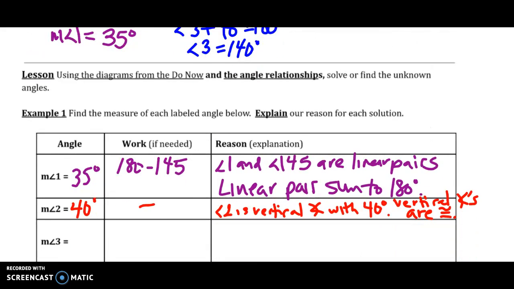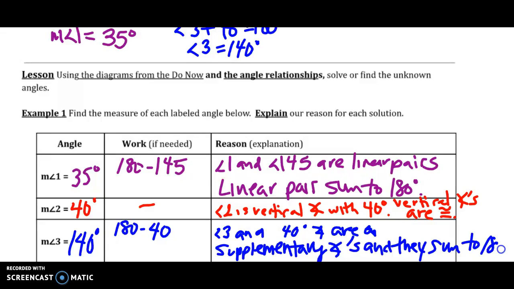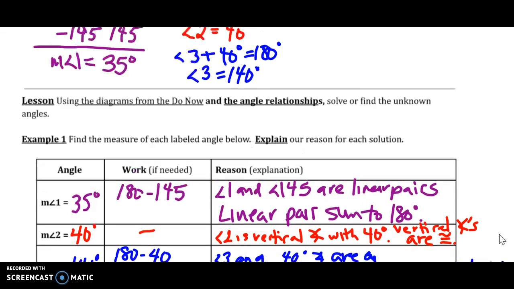So let's go down to number 3, 140. We did 180 minus 40. Again, 40 plus 140 are supplementary. And we can say that angle 3 and the 40 degree angle are supplementary. Let's use a different term here. You could have said linear pair angles. And they sum to 180 degrees. So we found angle 3.